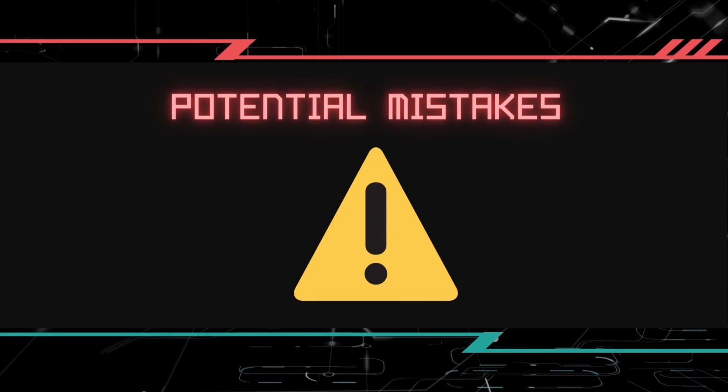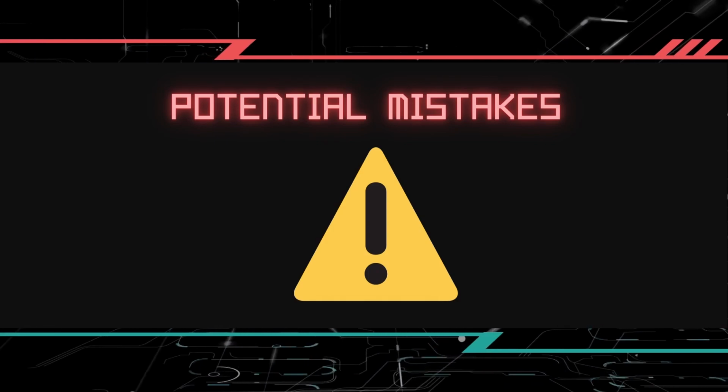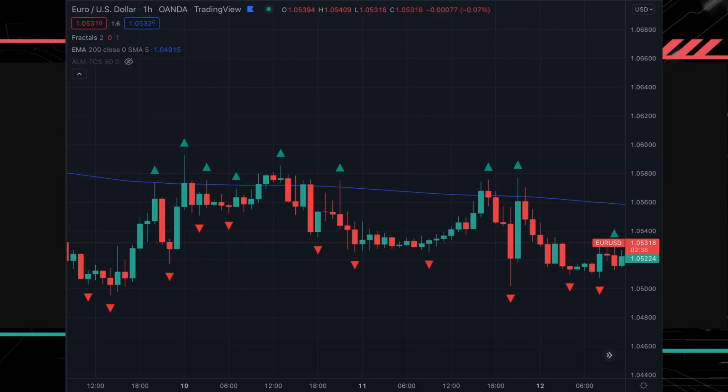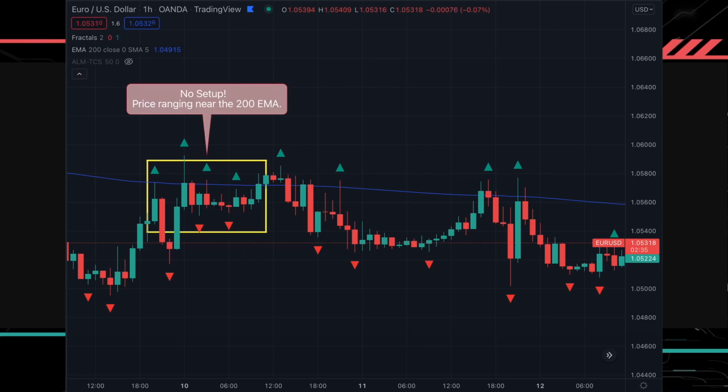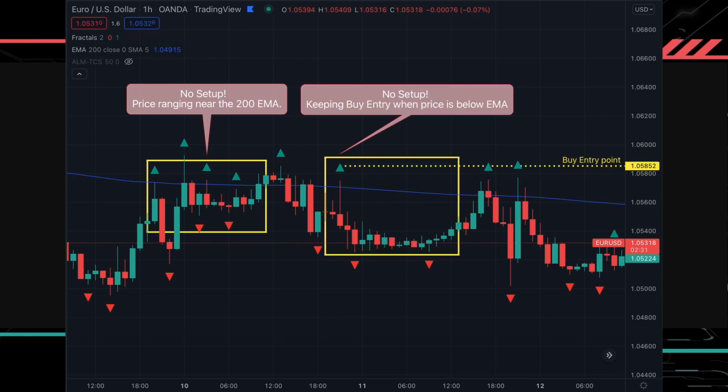After going through our strategy, we would also like to highlight some of the potential mistakes that you might encounter. Mistake number 1. The price is ranging at the EMA, do not enter a trade in such a choppy market. Mistake number 2. The buy entry point should be removed if price falls below the 200 EMA. Same for the sell entry point, it should be removed if price is above the 200 EMA.